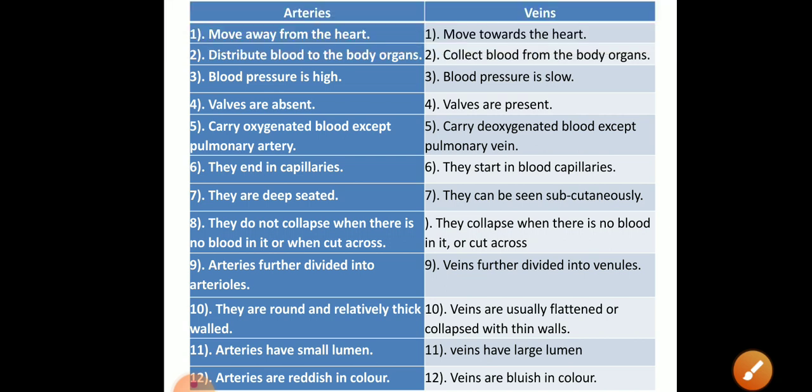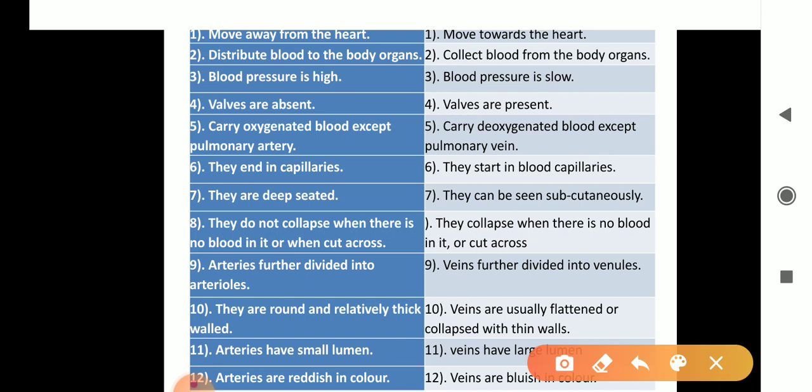Now see the differences between arteries and veins. The first difference: arteries move away from the heart. As I told you, the aorta comes out from the heart, then divides into the arteries. Veins move towards the heart because they are collecting the blood, then finally they give the blood to the heart. Second, arteries distribute blood to the body organs. I told you it is distributary, and the vein is collecting the blood. It is collectory in function.